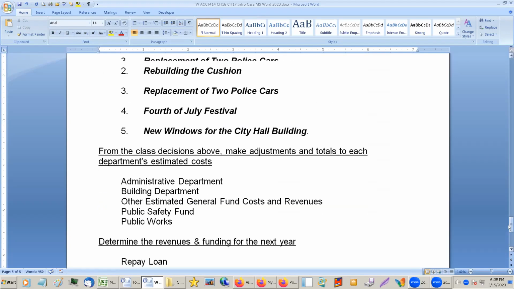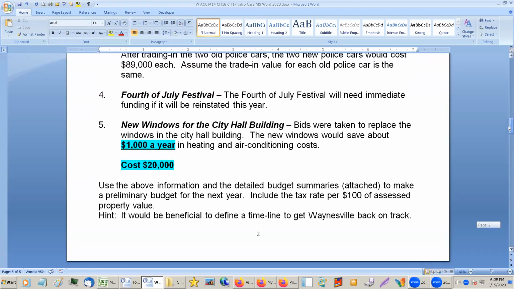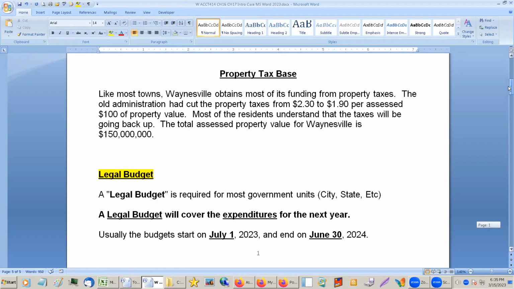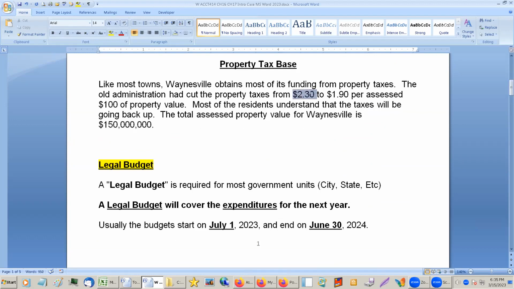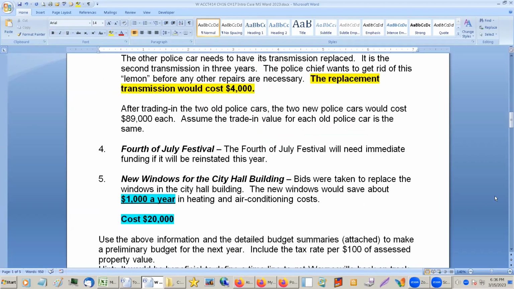Now, you'll notice coming up, let me go back to this. For whatever reason, I guess they think it makes it easier for people to visualize, they usually show it as per $100 of assessed value. Now, as numbers people, we recognize that these are the same thing as percentages, right? This is per $100 of assessed property value. Well, then $2.30 is 2.3%. $1.90 is 1.9%, right? If this is of 100, you can just think of this as a percentage instead of the dollars. So let's see where we're at down here.